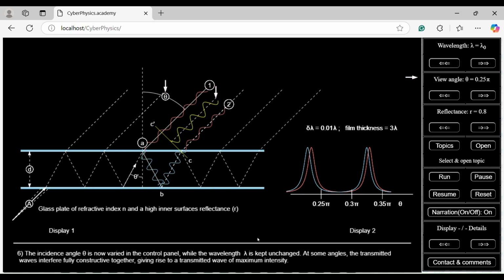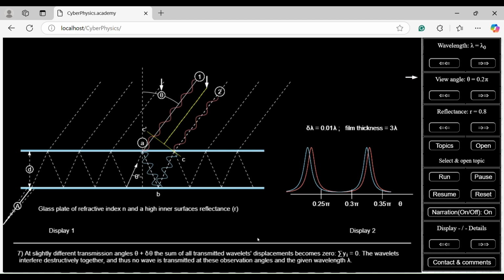The incidence angle theta is now varied in the control panel, while the wavelength lambda is kept unchanged. At some angles, the transmitted waves interfere fully constructive together, giving rise to a transmitted wave of maximum intensity. At slightly different transmission angles, the sum of all transmitted wavelets' displacements becomes zero. The wavelets interfere destructively together, and thus, no wave is transmitted at these observation angles and the given wavelength lambda.